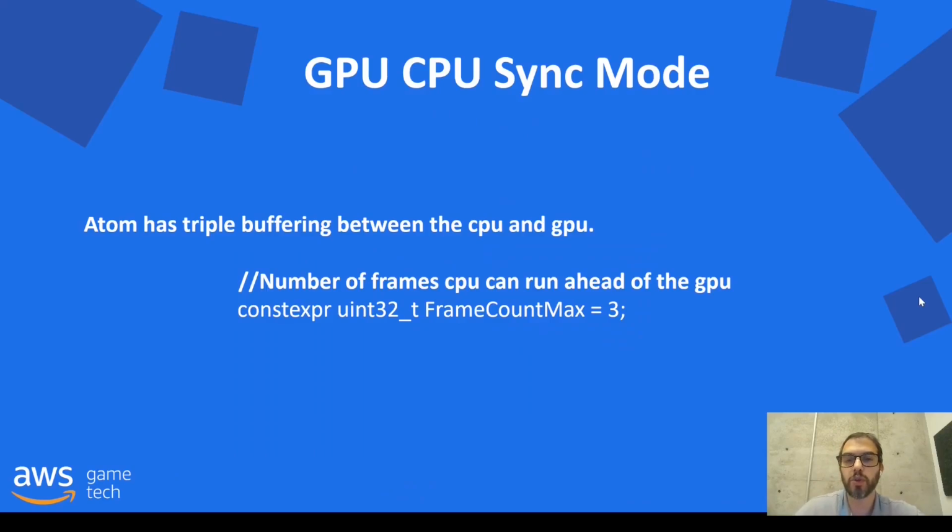Okay, so for the next tool, we're going to be going over the GPU-CPU sync mode. Atom is the renderer used by O3DE, and it has triple buffering support between the CPU and the GPU. It's dictated by this variable called frame count max. If you reduce that number to 1, that means there is no buffering, so the CPU will block after every frame until the GPU finishes. The fact that it's set to 3 means the CPU can run up to 3 frames ahead of the GPU. So if there's a GPU spike, it doesn't spike the CPU. It can continue running, and it provides a better gameplay experience.